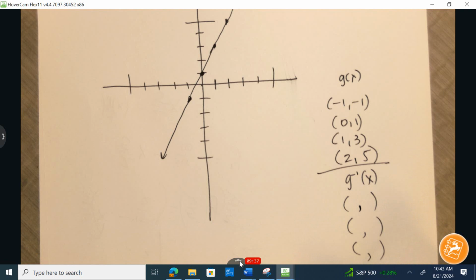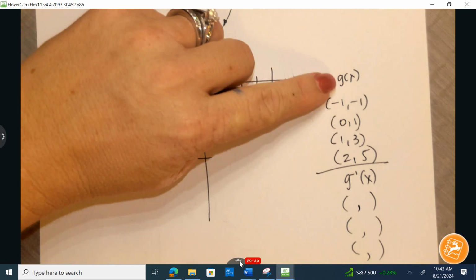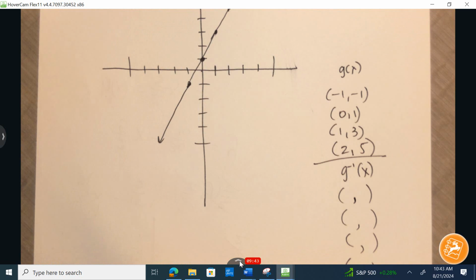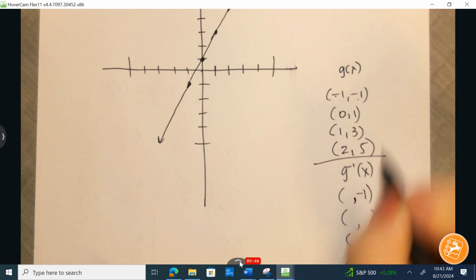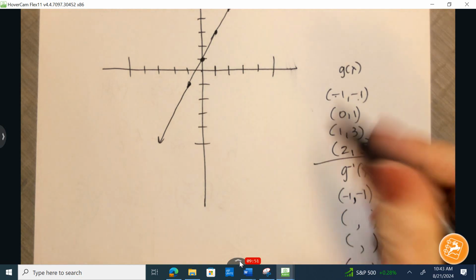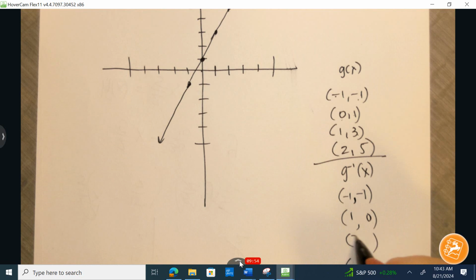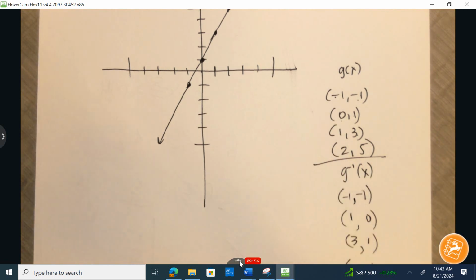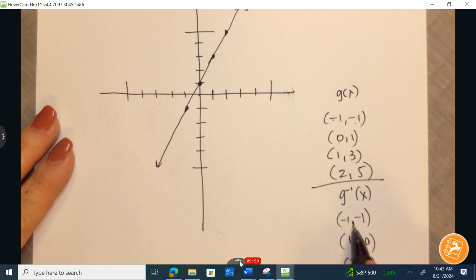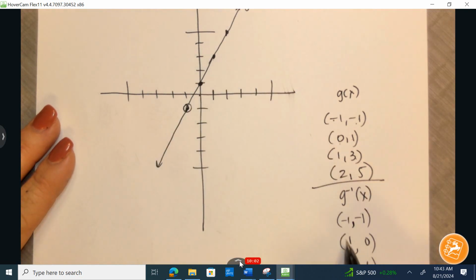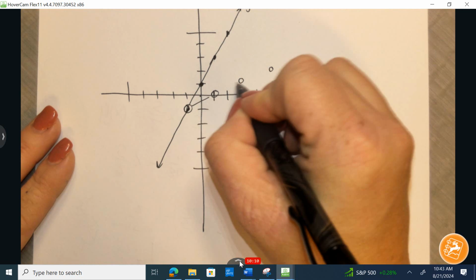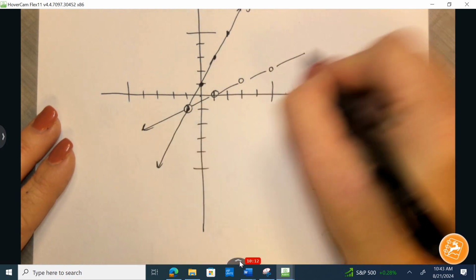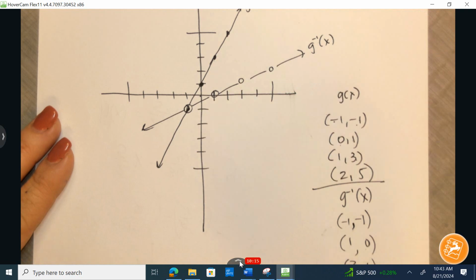If I understand the relationship between inputs and outputs as it compares the original function to the inverse, what also belongs to it? If I take the input and make it the output, I take the output and make it the input, that's one ordered pair. 0, 1 becomes 1, 0. 1, 3 becomes 3, 1. And 2, 5 becomes 5, 2. Now I'm going to graph those 4 ordered pairs. Negative 1, 1 just happens to be in the same place. I'm going to make circles. 1, 0 is here. 3, 1 is right here. And 5, 2 is right here. I'm going to connect those, and this is going to be the inverse of the original function.